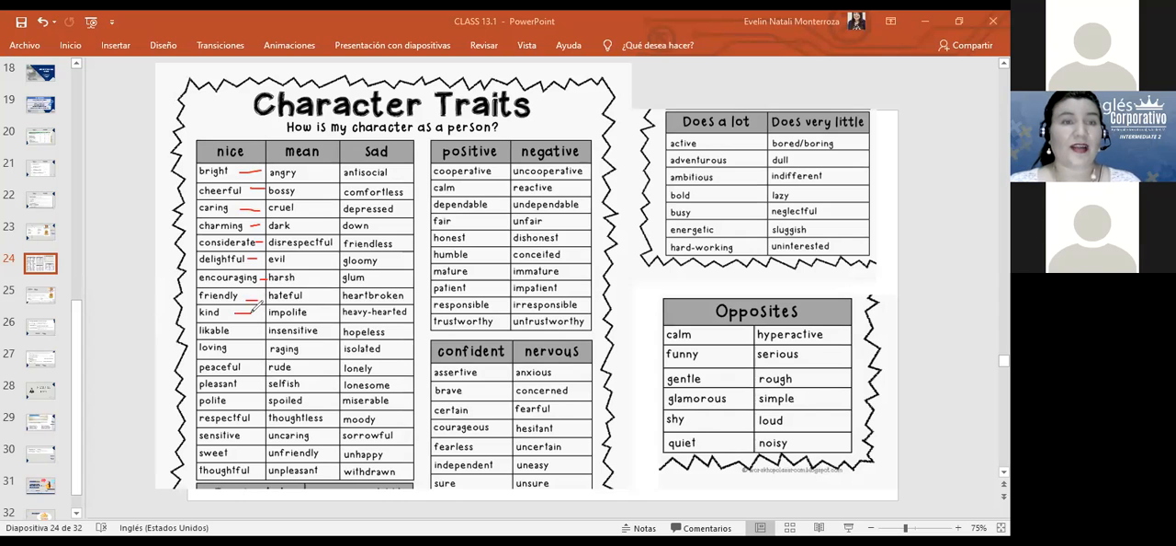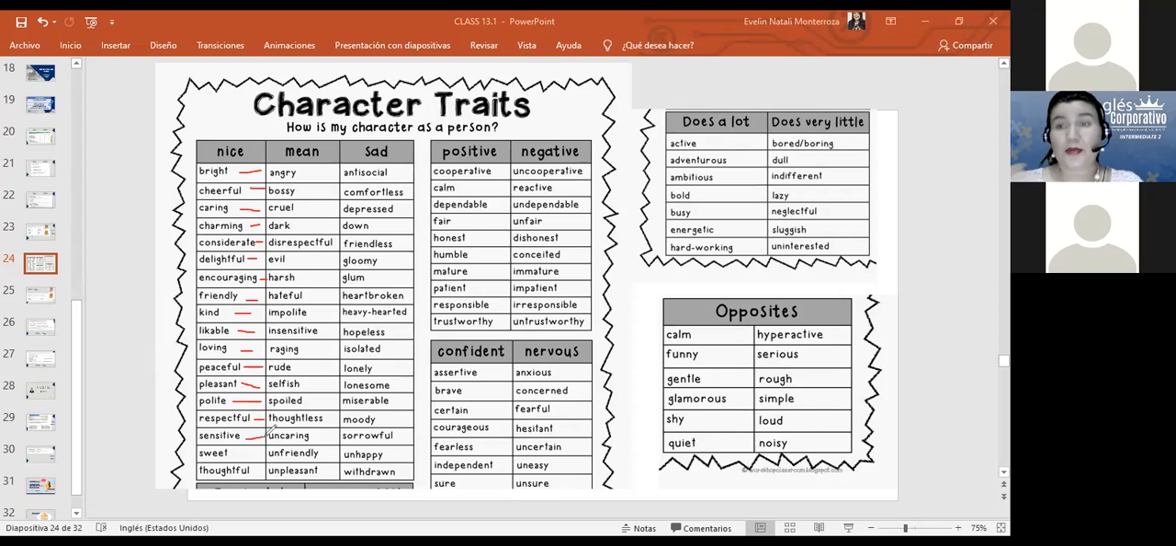Kind, what is the meaning of kind? Amable. Amable, right? Likeable, it's a person that you like just to see, right? That you enjoy being with the person. Loving, it's a very nice and lovely person, right? Peaceful, like the grandparents, right? A veces usted mira a los abuelitos ahí tan pacientes, tan llenos de paz. So you say, ah, that's peaceful. Pleasant. Pleasant is like that you really enjoy being with the person, right? Que es hasta placentero compartir con alguien así, right? Pleasant. Polite, amable, right? Respectful is the same as in Spanish.